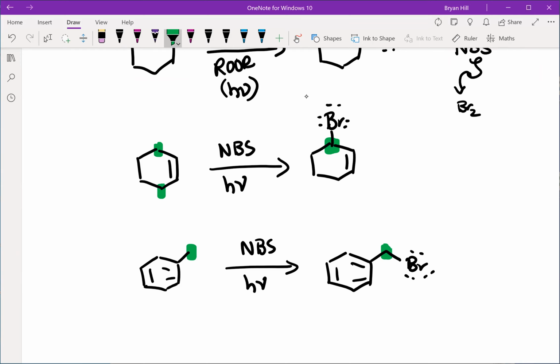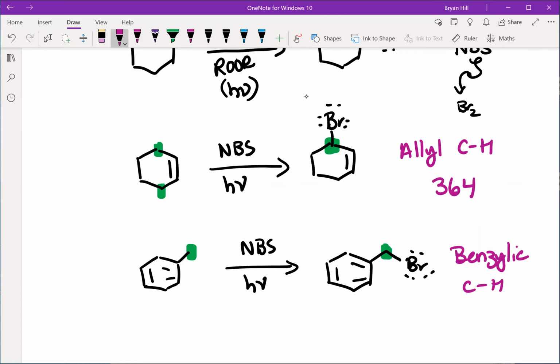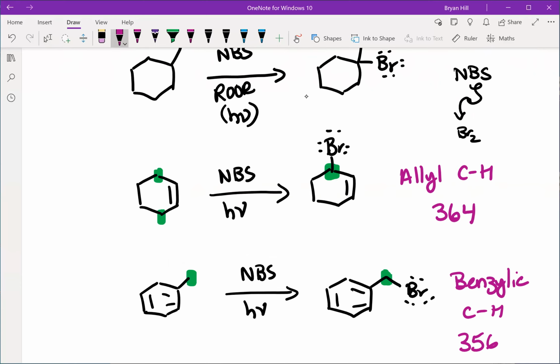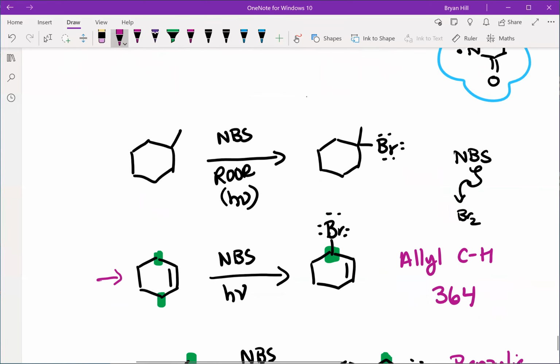So the bond strength of an allylic CH bond, just for your reference, is 364, which is lower than the tertiary, and the benzylic CH bond is 356. So it's getting lower and lower and lower. These two in particular, the allylic and the benzylic, are both popular reactions in organic synthesis. It's a neat way of introducing bromide. Remember, of course, the bromine is going to be a good leaving group. So this is a really interesting reaction to have in your toolbox.